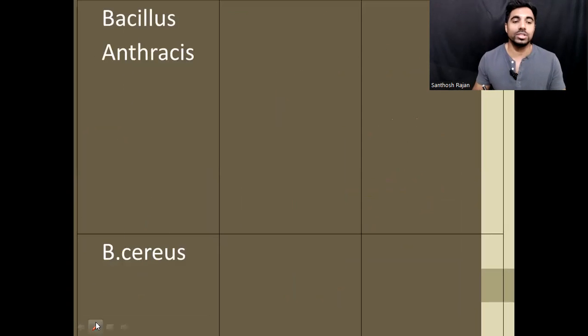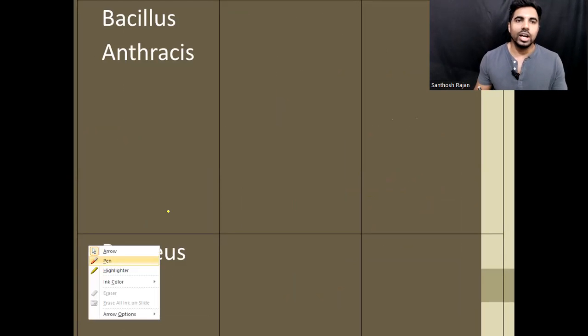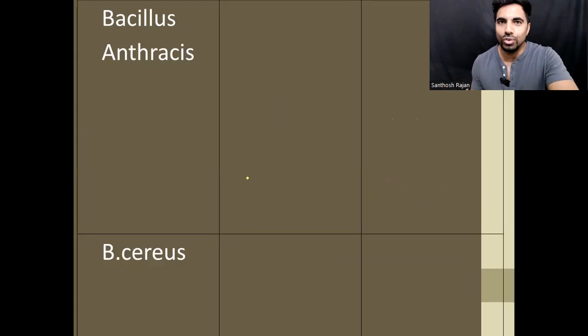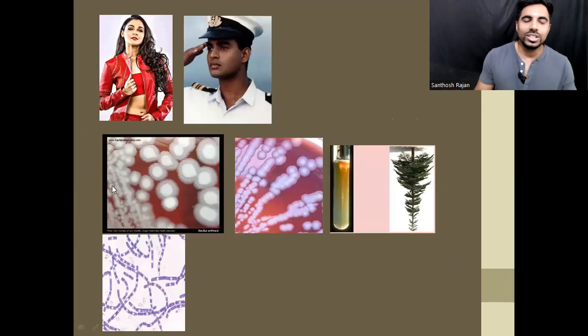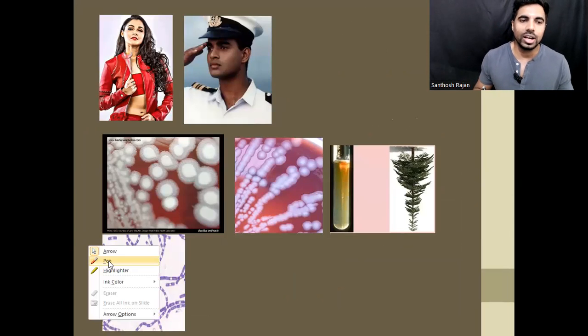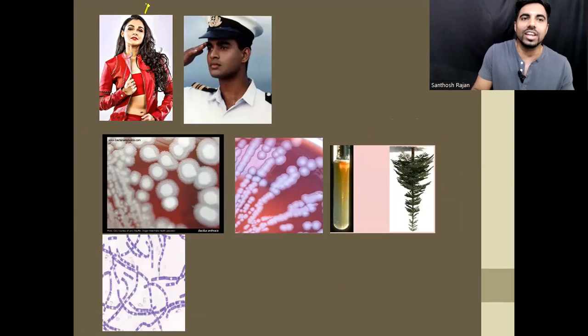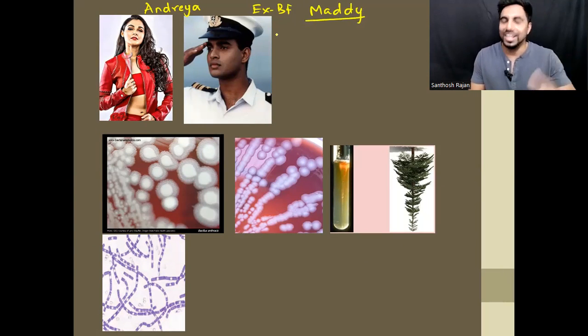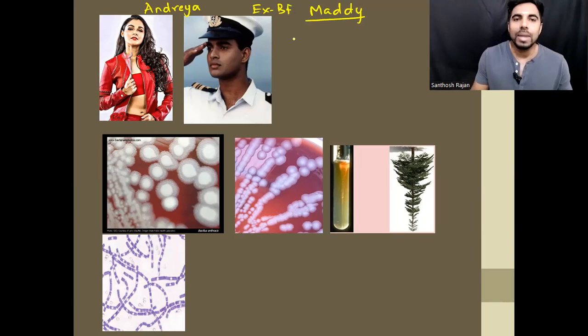Bacillus anthracis. Wow. Bacillus anthracis, by this time, you guys must be thorough. But still, even people who have forgotten, let's go from the clue and come back. So, what is this? Every South Indian must know this. This is Andrea. Our favorite South Indian, Andrea Jeremiah. And her ex-BF, everyone knows. That is Maddie, our Madhavan. It's not really an ex, but we'll make a story. Maddie, okay. And what is put to Maddie?